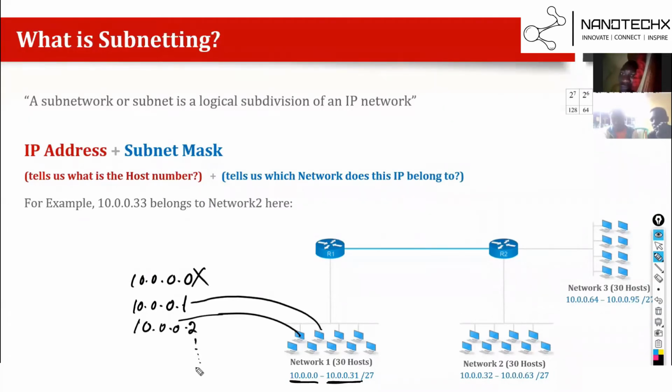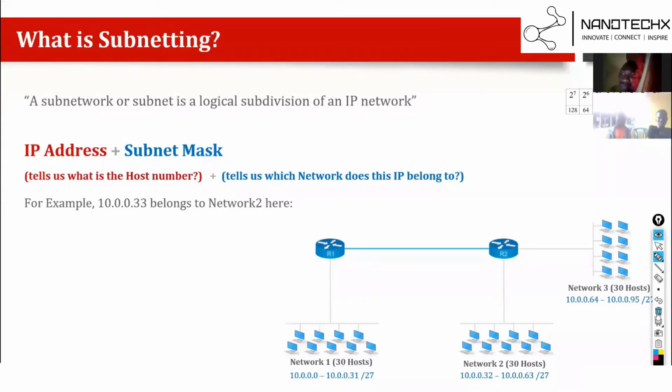We can see from here it is starting from 0 until 30. This is called the range. We will see how to calculate this range. We will see everything; here I'm just giving you an overall idea. So if we do not have the subnet mask, we don't know.